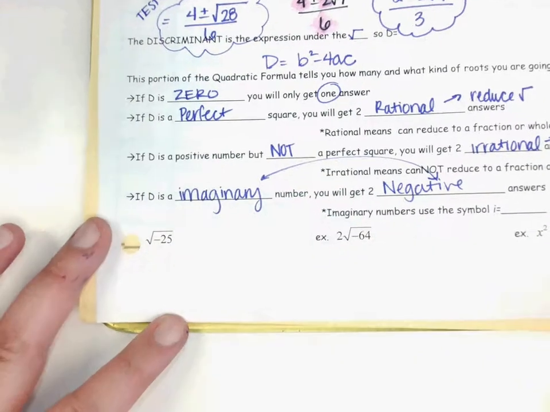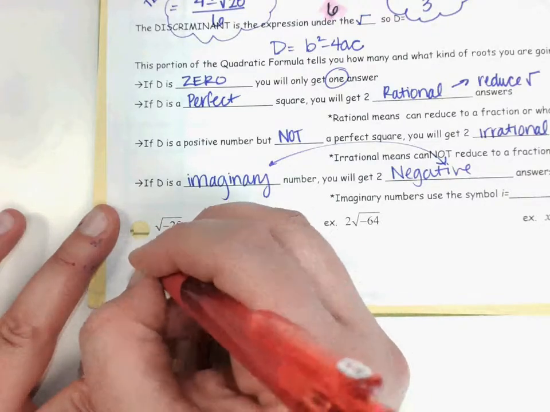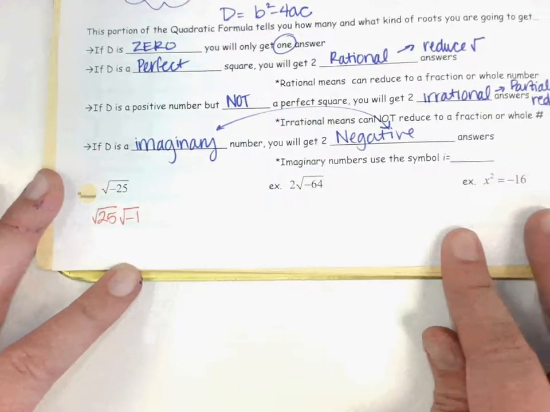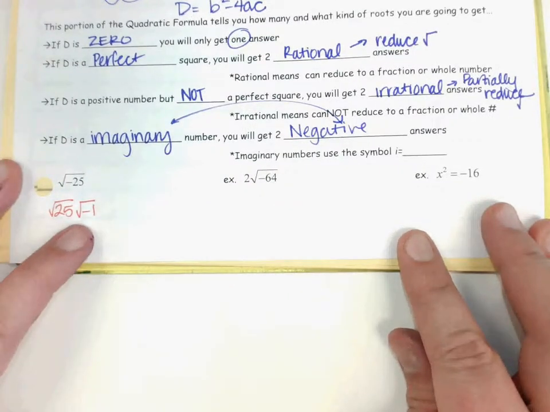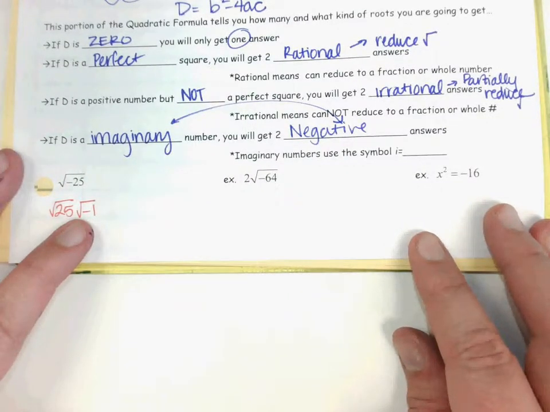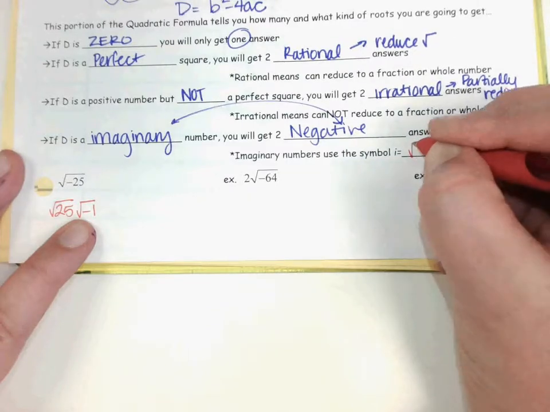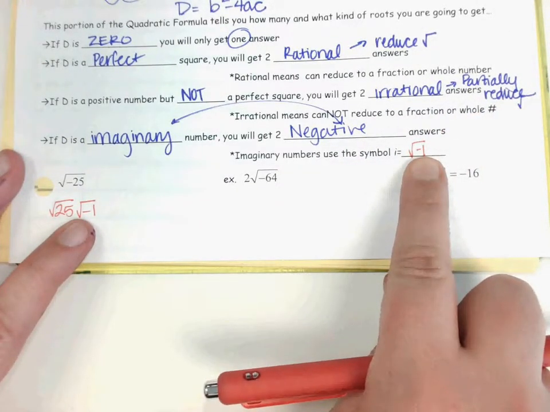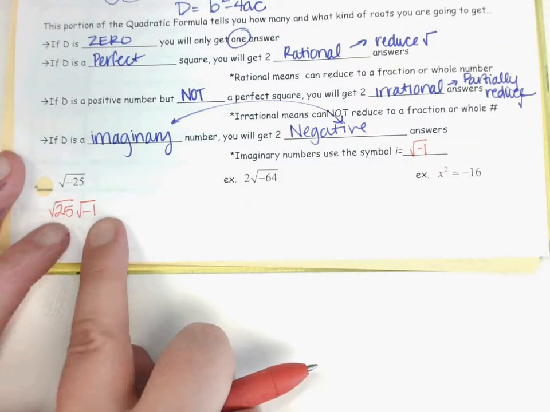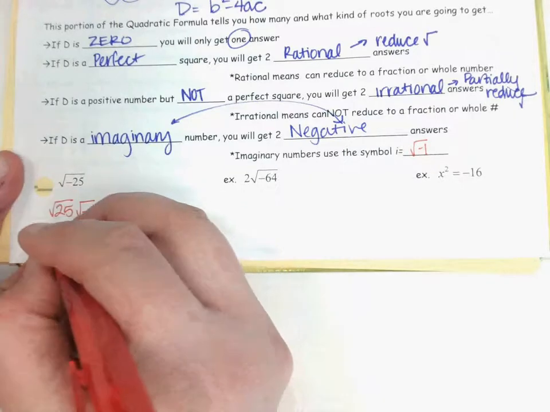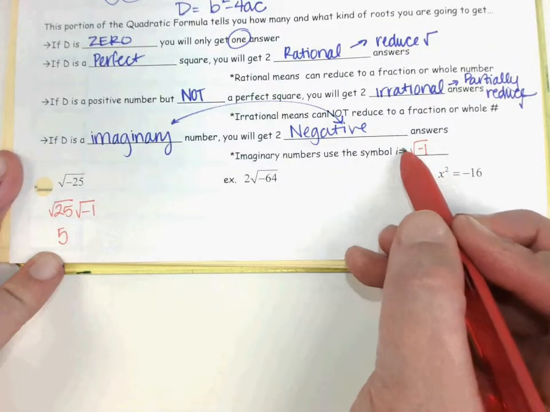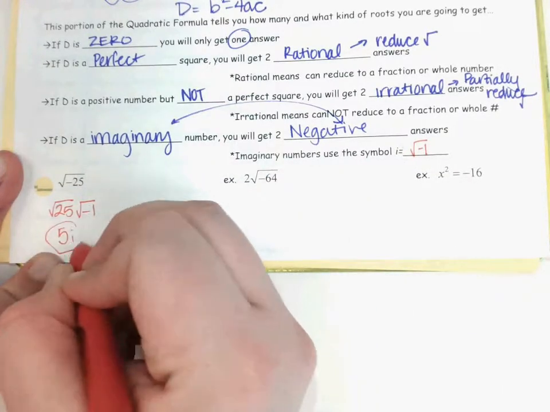Okay, this is what you would do. You do 25 times negative 1. And then if you remember from Algebra 2, i is the square root of negative 1. So whenever I break down a negative 1 square root, I put an i in that spot. So from here, what's the square root of 25 we said? 5. And then what's the square root of negative 1? i. So it'd be 5i.